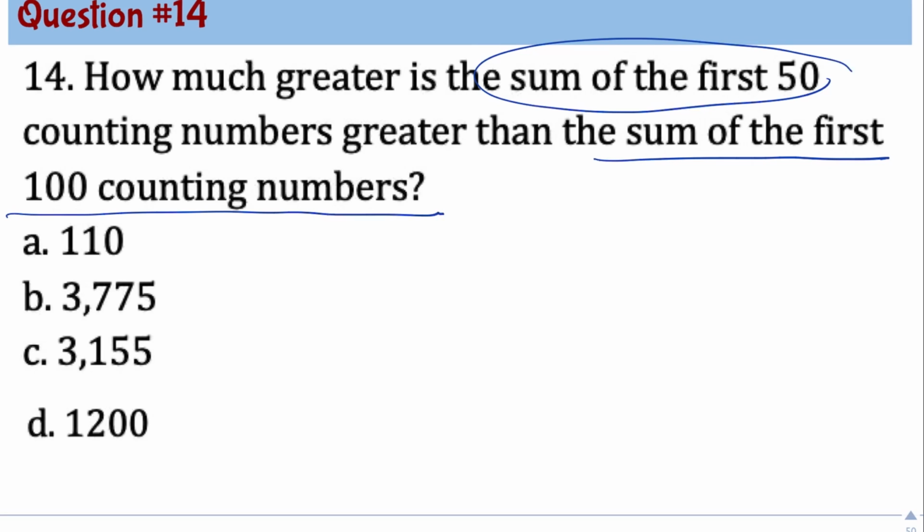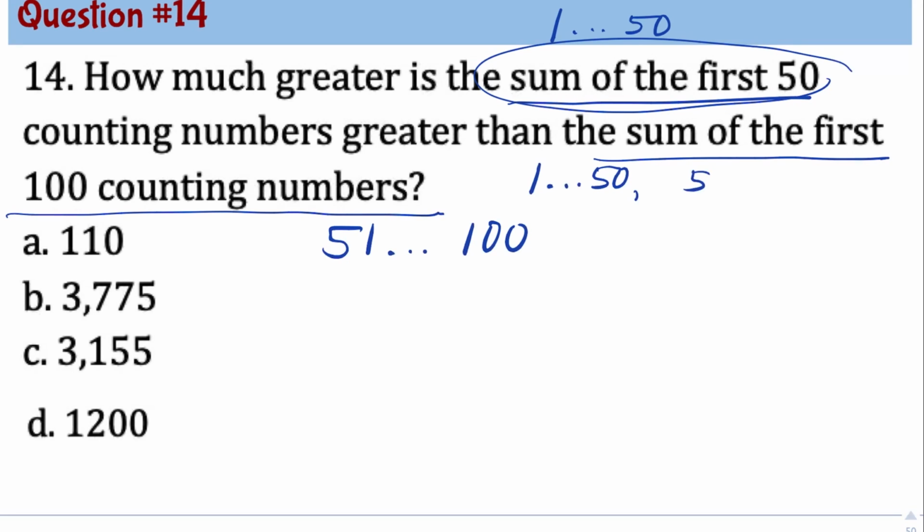To find the difference between these two sums, we're simply getting the sum of the numbers from 51 up to 100. The reason for that is for the first set, the sum of the first 50 counting numbers, that's 1 all the way up to 50. For the sum of the first 100 counting numbers, that's 1 through 50, and then we also need to include 51 all the way to 100. So we need to find the sum of the numbers from 51 to 100.